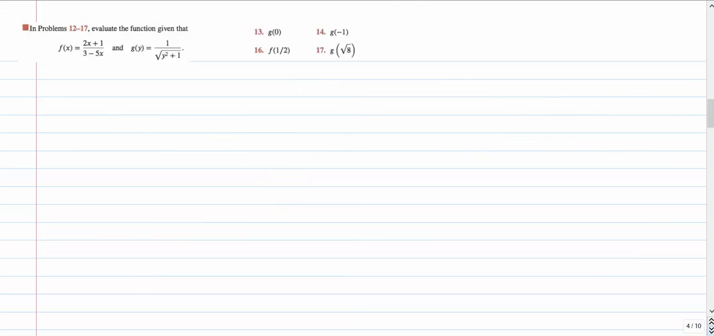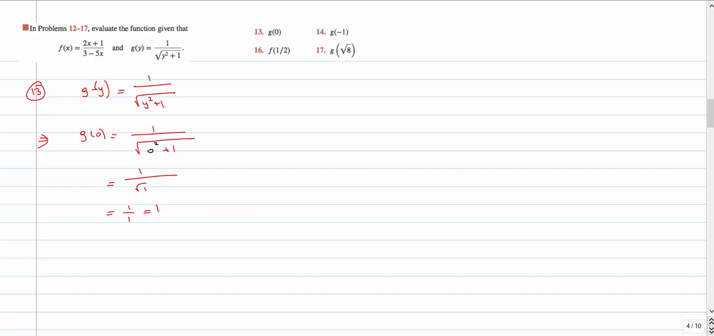Evaluate the functions given. So for 13 I want g of 0. My g function, g of y is 1 over y squared plus 1. Wherever I see y, I'm going to plug in 0. So 1 over 0 squared plus 1. 0 squared is 0, so it's 1 over 1, which is 1.